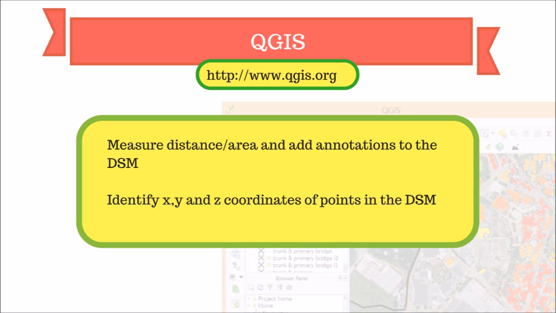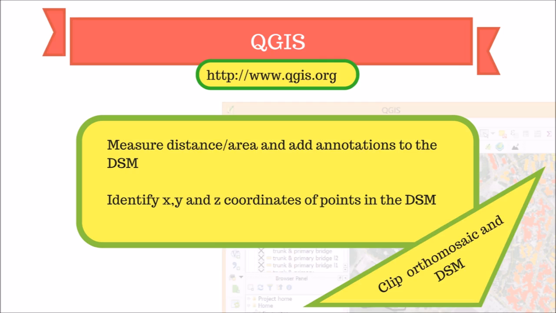Similarly, you can measure distance and area and add annotations to the digital surface model. You can also identify the XYZ coordinates of points in the DSM. You can also clip the orthomosaic and the DSM.